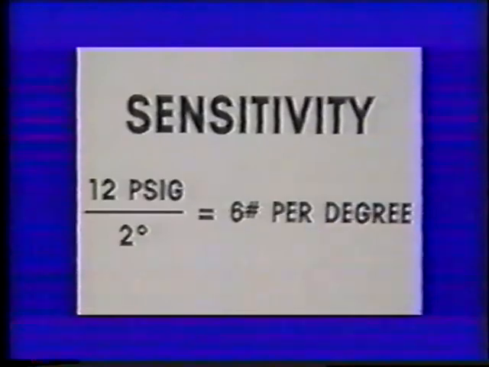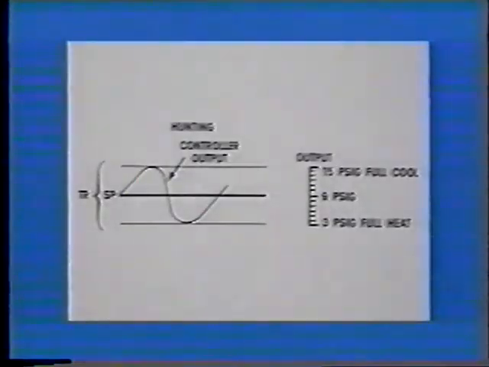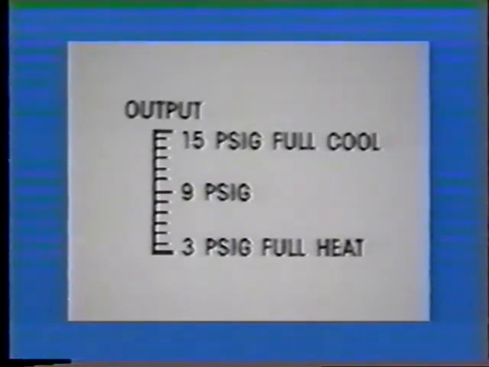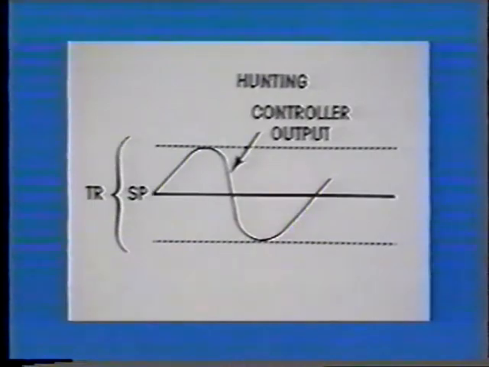When setting the throttling range on a controller, the general rule of thumb is narrow enough for good control and wide enough to prevent hunting. Hunting is a condition that occurs when the controller overreacts to a change in the sensed condition, causing the controlled device to make drastic adjustments for small changes in the sensed variable. This condition causes the controlled variable to overshoot its set point in both directions, as shown in the graph.